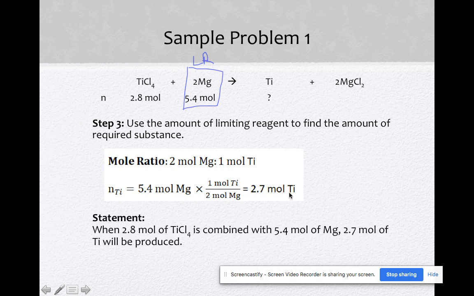So in this experiment, if we have 2.8 moles of titanium chloride and 5.4 moles of magnesium that are reacted together, we will produce 2.7 moles of titanium. And magnesium is the limiting reagent, and titanium chloride is the excess reagent.